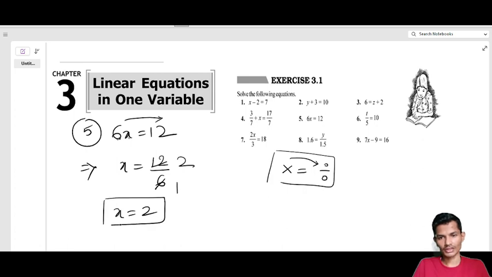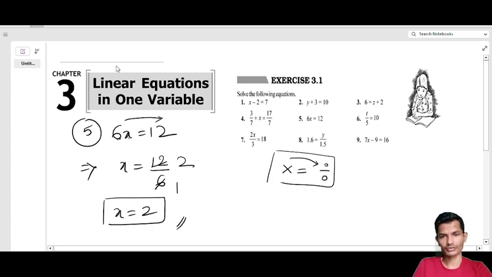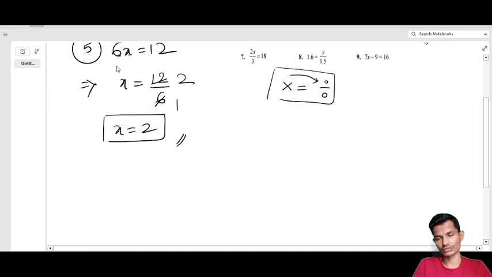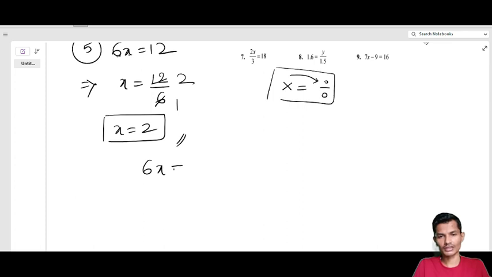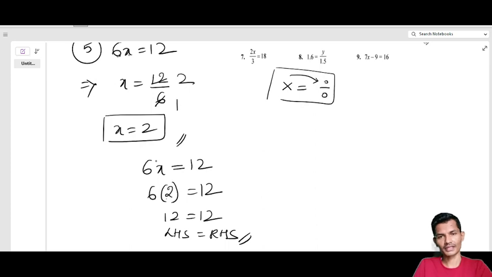So we need to check whether this 2 is correct or not. The x value we have got is x equals 2. For that we need to write again the equation given in the question, that is 6x equals 12. In the place of x we write 2, 6 into 2 equals 12. 6 2s are 12 equals 12. So LHS equals RHS. So this is simple, right?